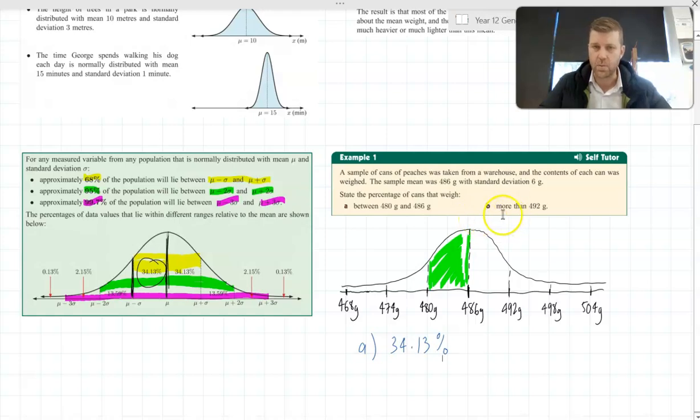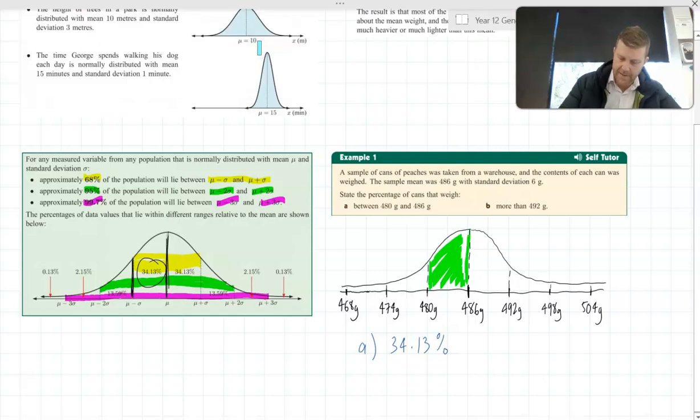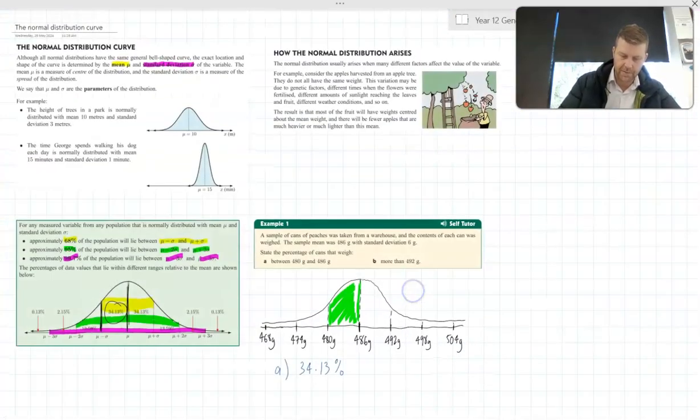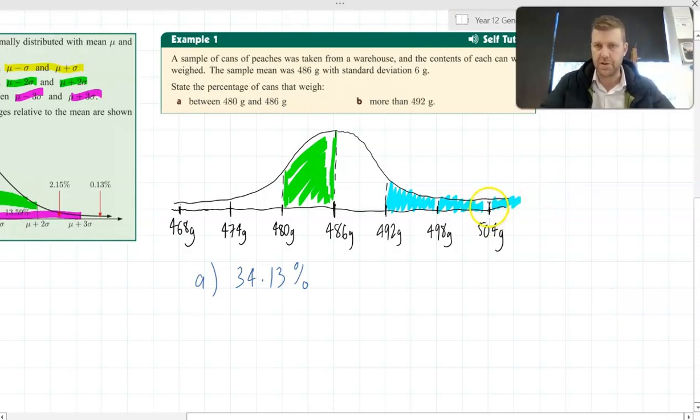The answer to B is a little bit more complicated, although it's not that difficult. What percentage of cans weigh more than 492 grams? Well, 492 grams is here. It's 1 standard deviation above the mean. But what it's asking is what percentage of cans are above that value. So basically, what percentage of cans that were weighed are above 492, not just between 492 and 498, but anything above, in that region as well, and past that third standard deviation above the mean.